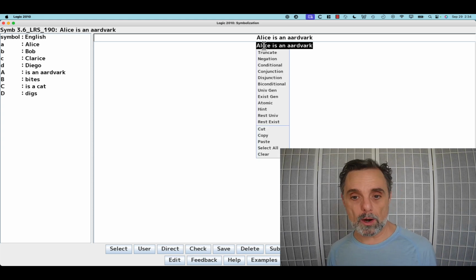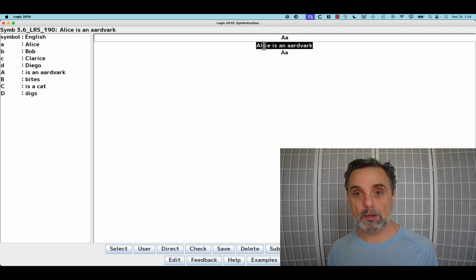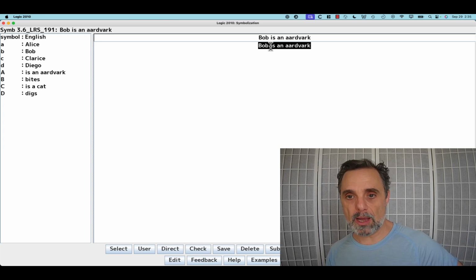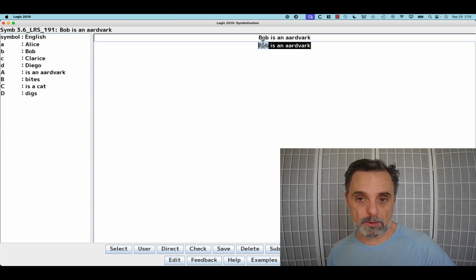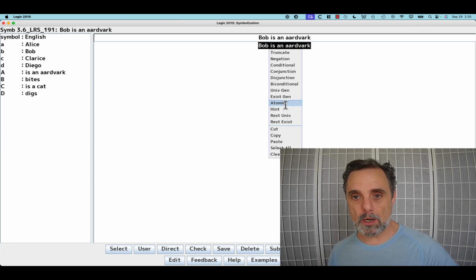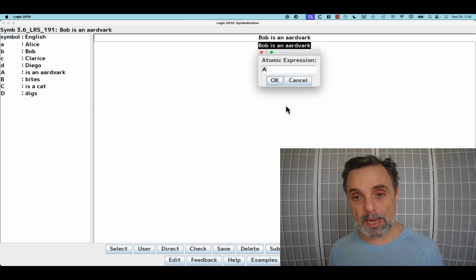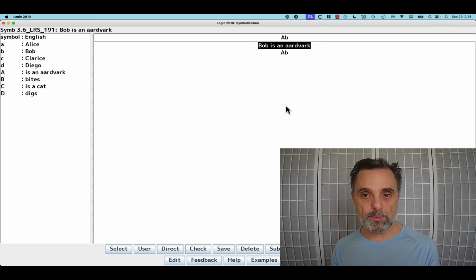So our grammar requires that the predicate letter come first, so we have to write big A, little a. And when we check that, then that is correct. So let's look at another one. Bob is an aardvark, so we have is an aardvark, that's big A, Bob is little b, so that's going to be atomic. We put the predicate letter first, so big A and then little b. Big A is an aardvark, B for Bob, reversing the verb, subject, order, correct. Very exciting. There we go.